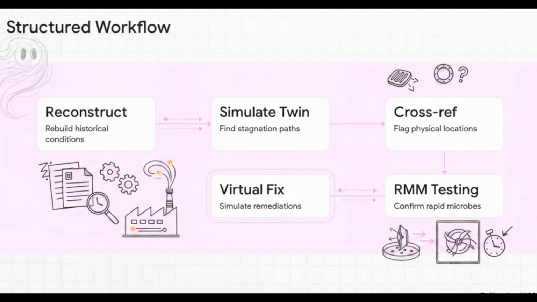Third, cross-reference those flagged virtual locations against the physical space, prioritizing things like drains and gaskets. Fourth, use rapid microbial methods, which give you results in hours instead of days to verify the microbe's presence. And fifth, simulate your fix, like maybe moving a diffuser. You test it in the virtual model to ensure it actually works before paying for costly late-stage physical rework.